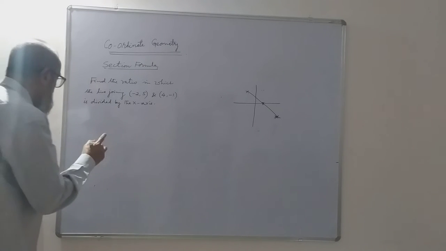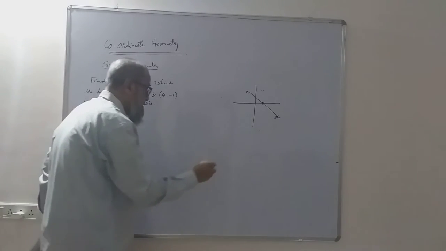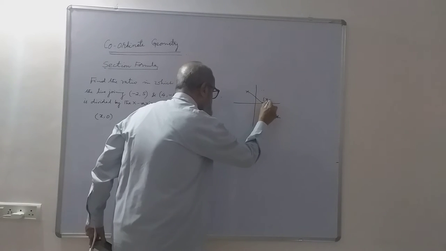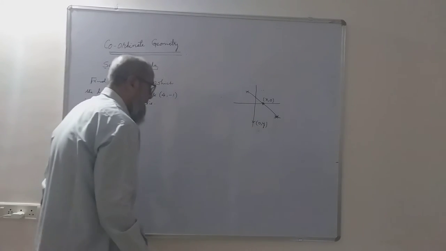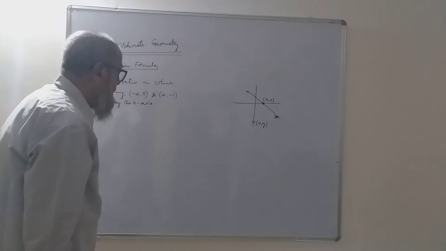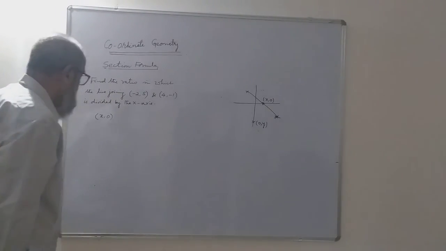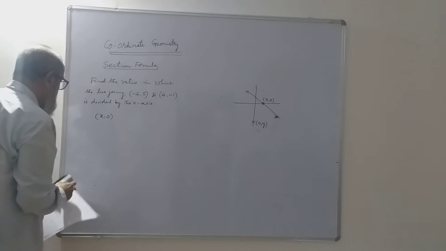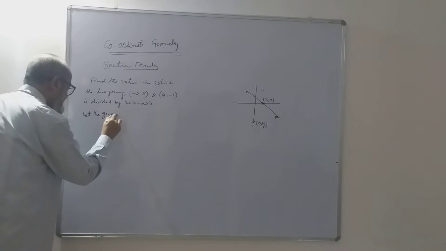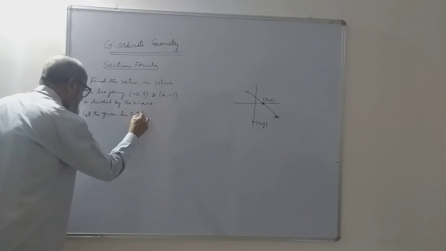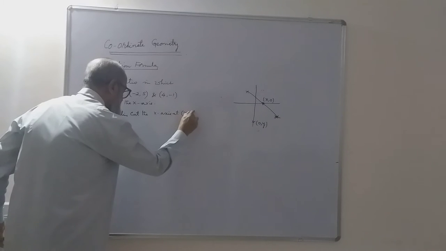Now, any point on the x-axis, its coordinates will be x, 0. Its y-coordinate will be 0. If a point is on the y-axis, it is 0, y. If a point is on the y-axis, its x-coordinate is 0. If the point is on the x-axis, its y-coordinate is 0. It has no movement this way. No y movement, here no x movement. So it is x, 0. Let the given line cut the x-axis at x0. We don't know that.